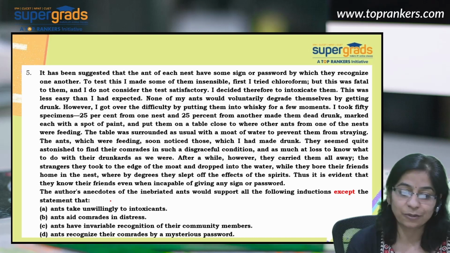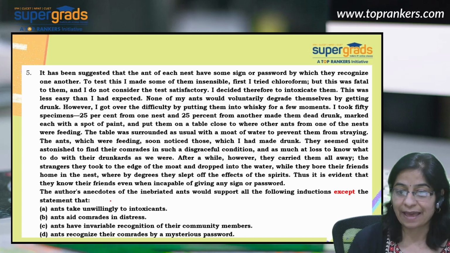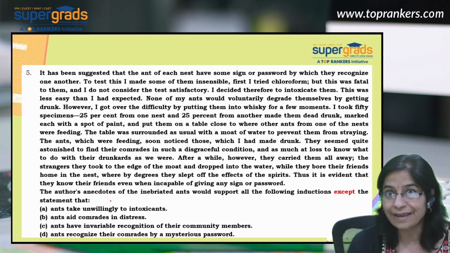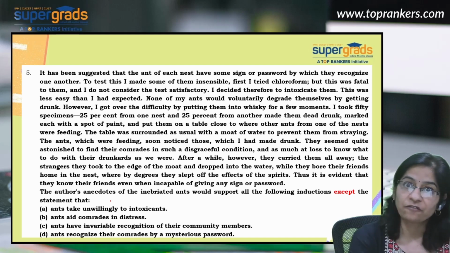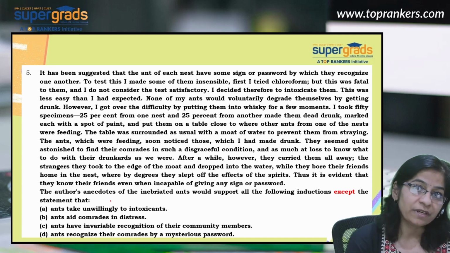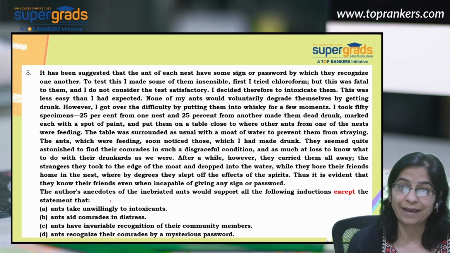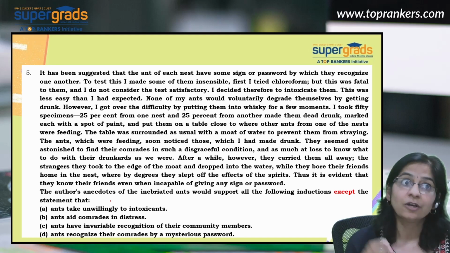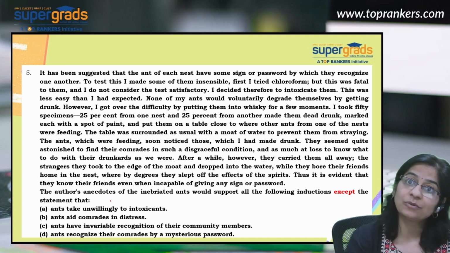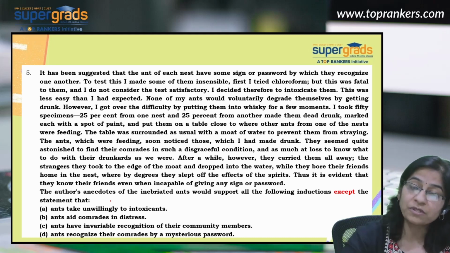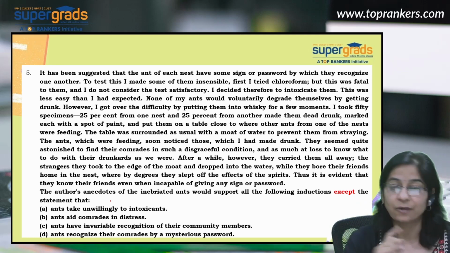Now let's take a look at the question. Author's anecdotes of the inebriated ants would support all of the following inductions except the statement that. So that means there are four statements. Three of them will point in one direction, that means they will support what's there in the passage, and one of them will not support. So, what do you think could be the answer? Anything that goes reverse or opposite to what the writer has written, or something that's not even there in the passage, would be our answer.